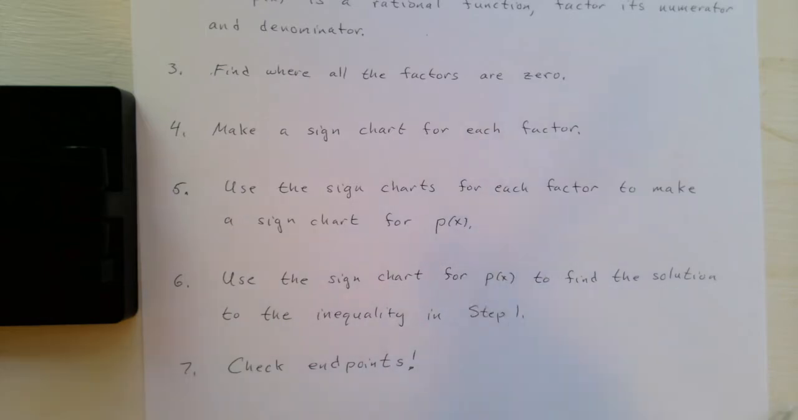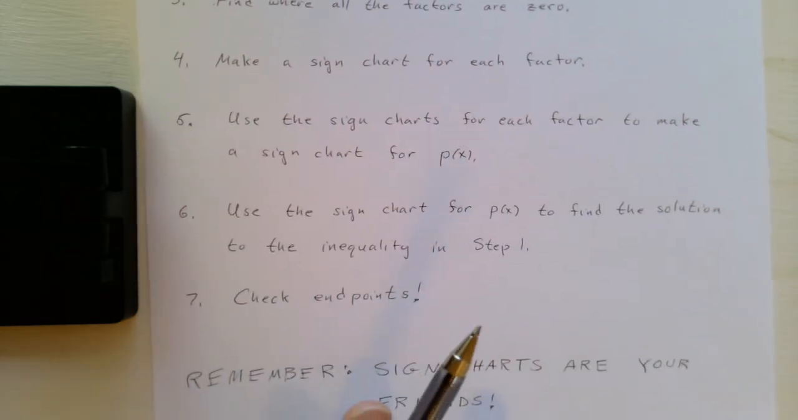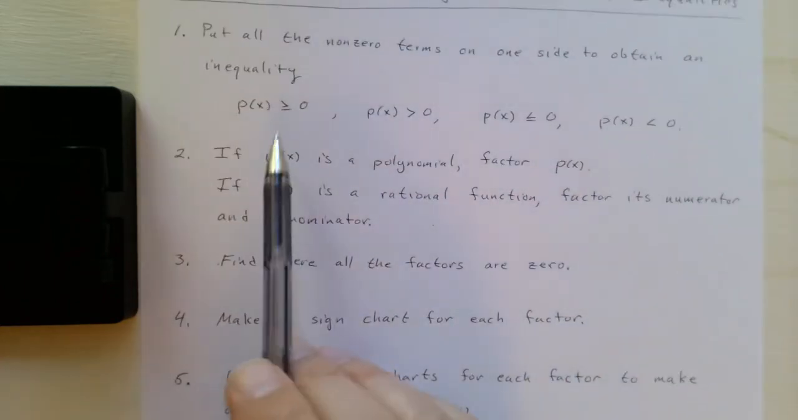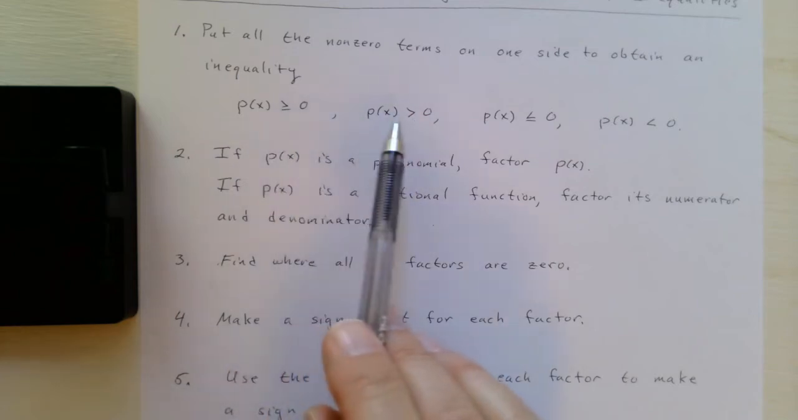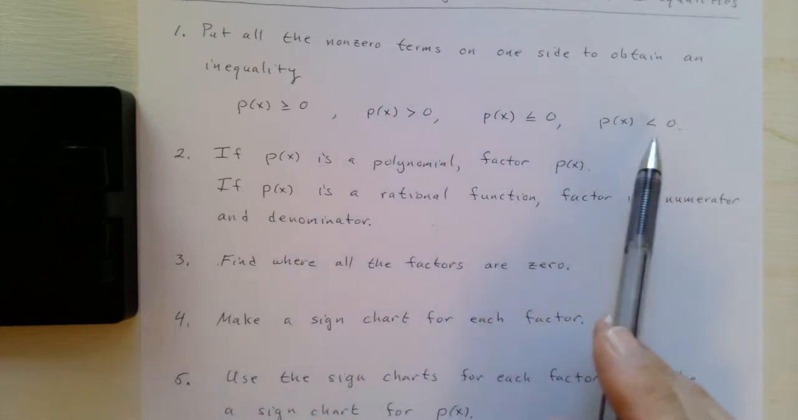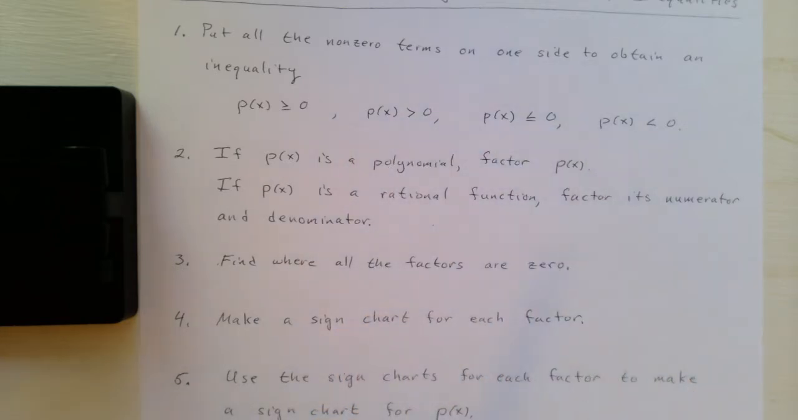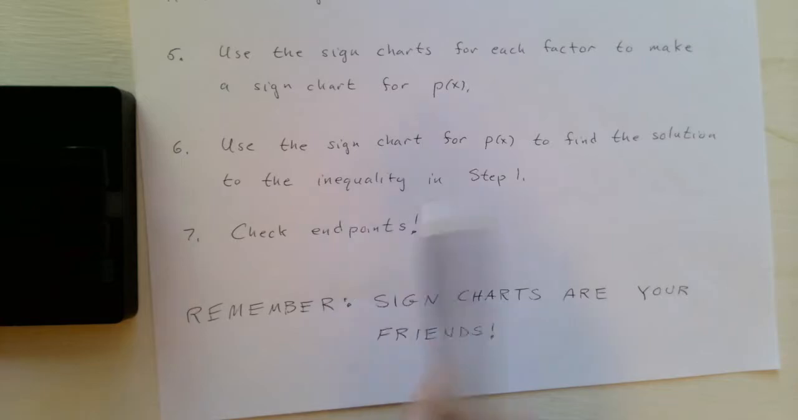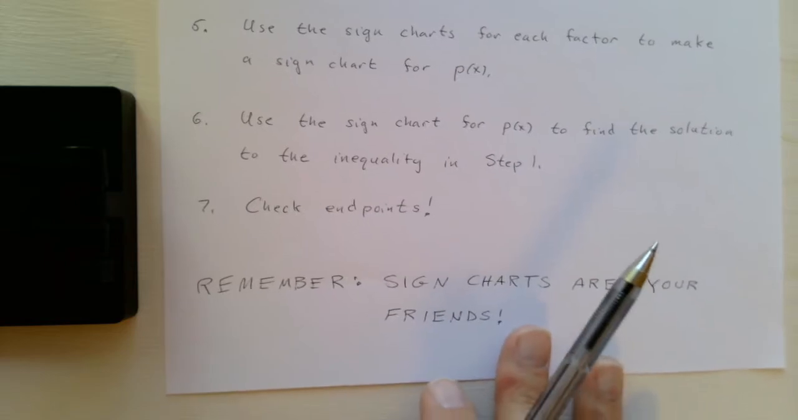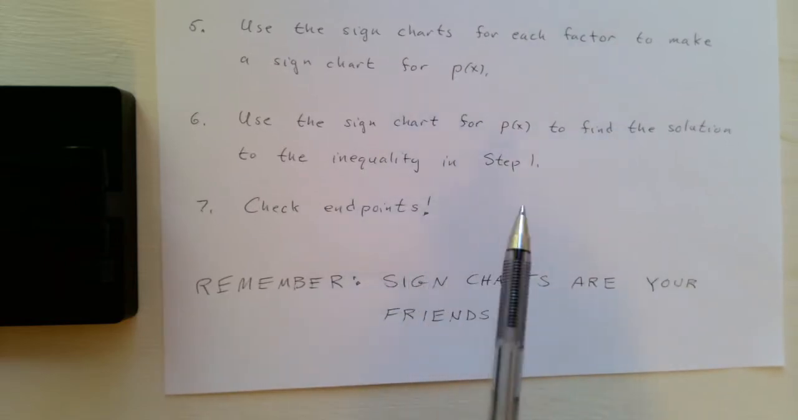So you'll make a sign chart for p of x, and then you can use that to read off the solution. If your inequality is in one of these forms, then you want to look for the intervals where p of x is positive. If it's one of these two forms, you look where it's negative. The important thing is to check the endpoints, because the sign chart won't tell you what happens at the endpoints. The good news is you only have one or two or three numbers to check. You can plug those in.